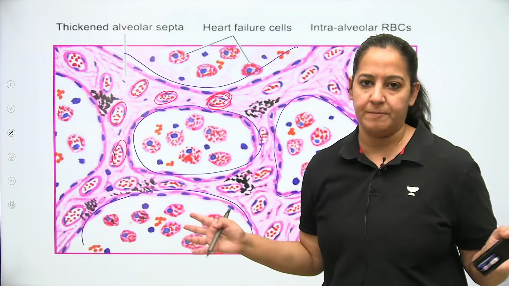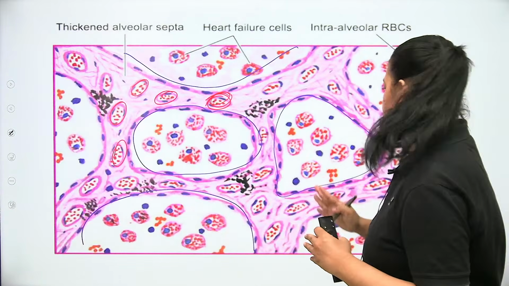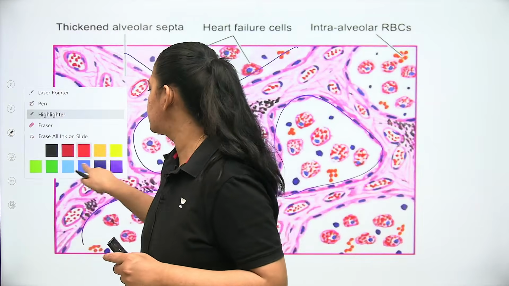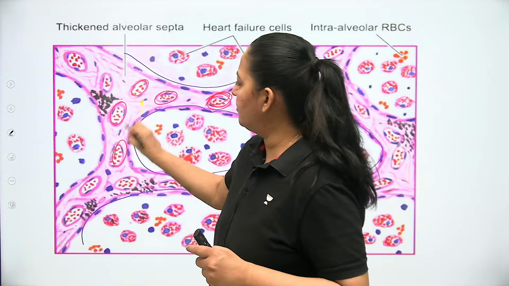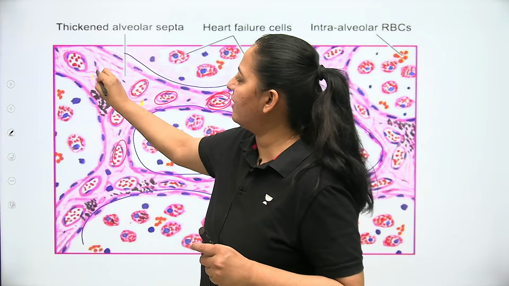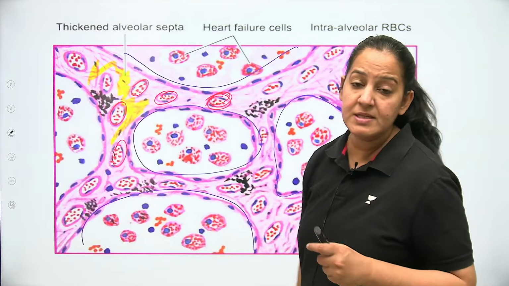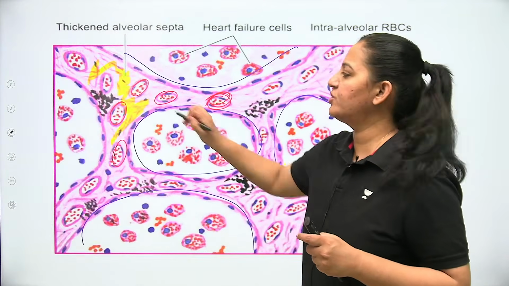Some of them will rupture. They dilate, and fluid comes out of them and gathers here. The fluid accumulates in the background. Can you appreciate the pink colored fluid in the background? I'm marking it with yellow color. This is interstitial edema. So there is interstitial edema in the lung.